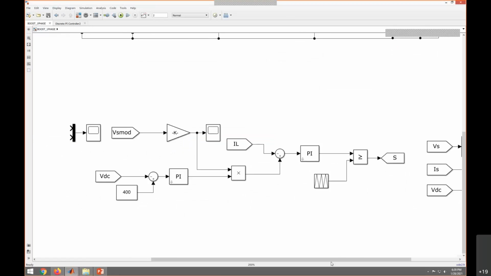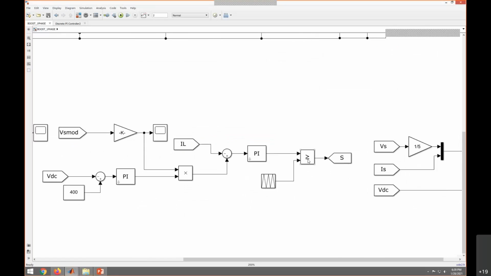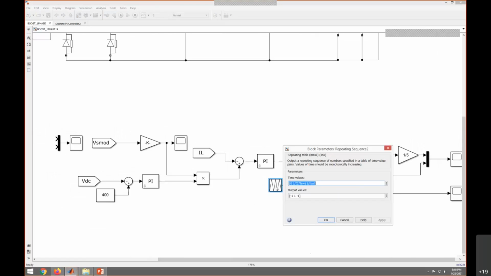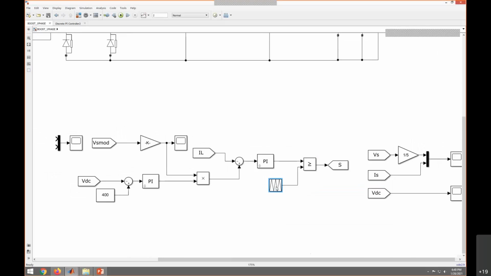After that we have this comparison. The modulating signal is compared with the reference signal, and this generates the firing signal for the switch S. I consider a triangle carrier; the frequency of this triangle carrier is around 10 kilohertz. Clear? The same thing I implemented, but without the notch filter. So let us see how it will work.